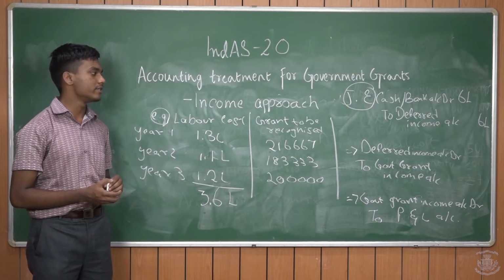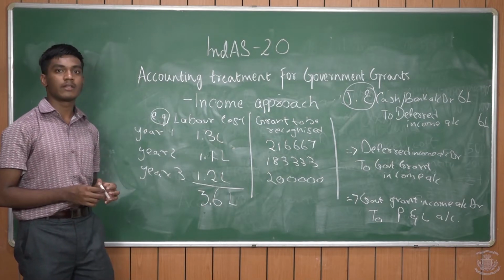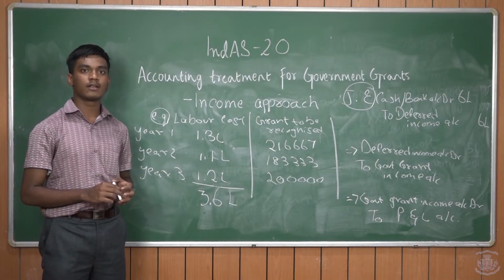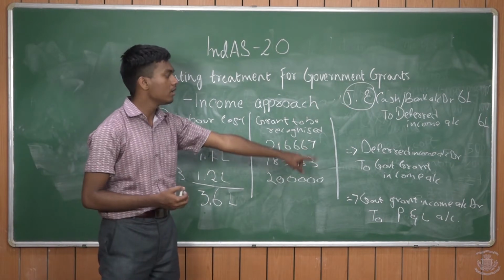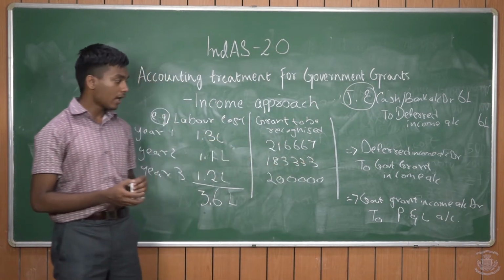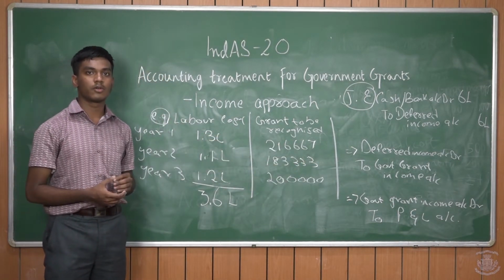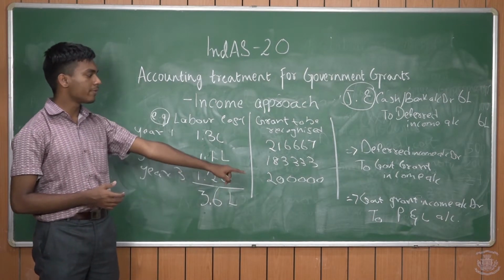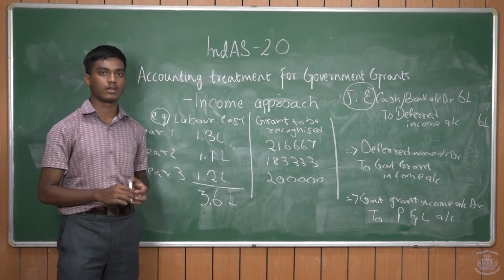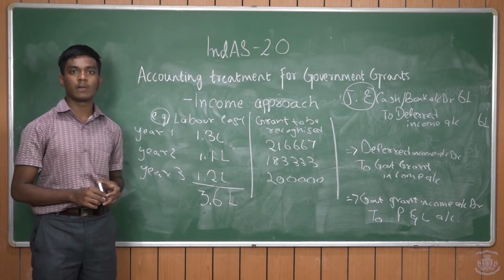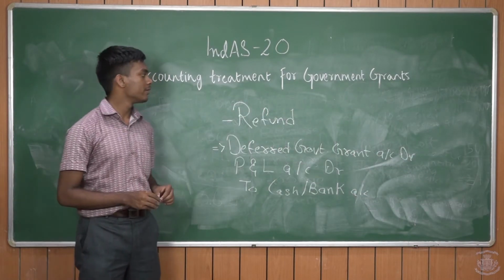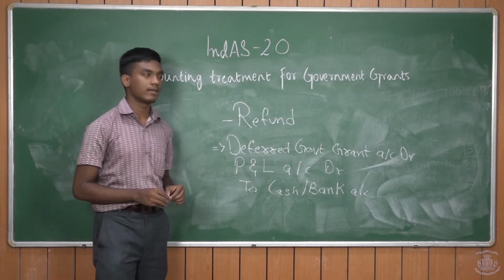The journal entry to be passed at the end of each year for recognizing government grant income in the profit and loss account will be deferred income account debit to government grant income account, and this government grant income account will be transferred to profit and loss account, that is government grant income account debit to profit and loss account. So this is all about the income approach. So now let's move on to the next topic, that is refund of government grants.